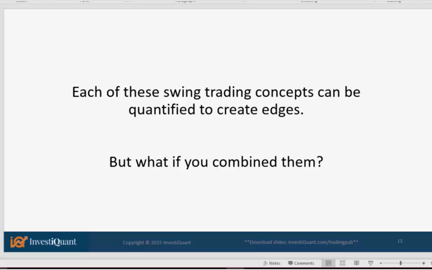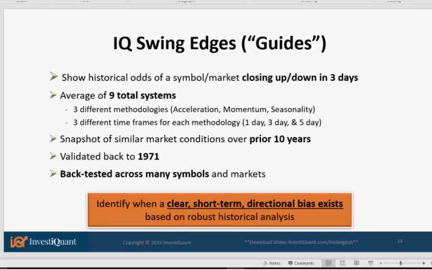All right, so each of these concepts, acceleration, momentum, and seasonality, can be used on their own to create edges. But like I've been saying, what if we use an ensemble, what if we combine them? That's really what we're trying to do, and that's how we've been able to build some real strong edges. What we look to do at IQ is show the historical odds of a certain symbol or market closing up or down over the next 3 days, which is where we're looking to project out.